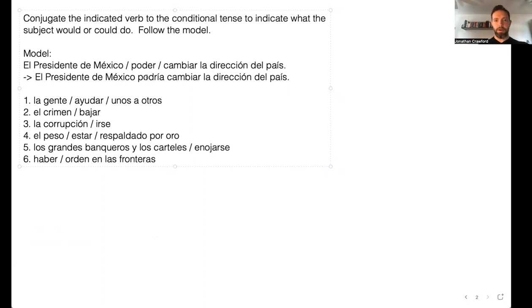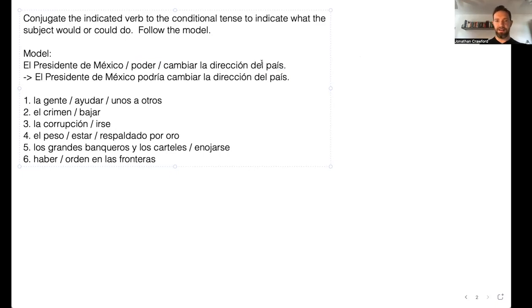El presidente de México podría. So poder has to be changed. The president of Mexico, poder means to be able to or can. In this case, we know it means could in a hypothetical or future context. He could cambiar la dirección del país. Cambiar means to change. La dirección is a cognate. That means the direction. El país is the country.